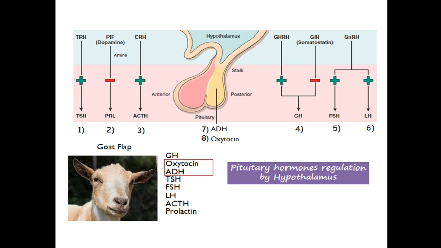The hormones of the posterior pituitary, namely the ADH, antidiuretic hormone or vasopressin, and the oxytocin, are synthesized in the hypothalamus and are just stored in the posterior pituitary gland, which, when needed, will be secreted into the bloodstream.